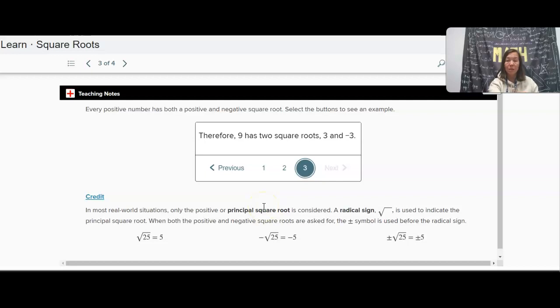But keep reading, in most real world situations, only the positive, or what we call the principal square root, is considered. Now this sign, we call it a radical sign. That one generally indicates the positive square root. If we want the negative square root, then we'll usually have the negative in front.